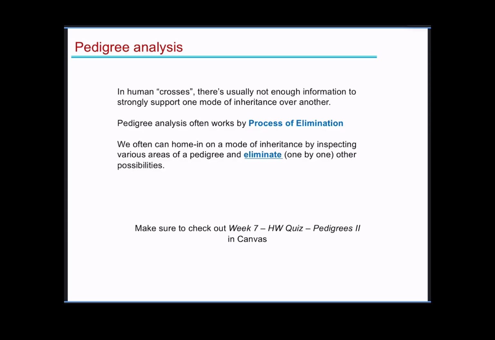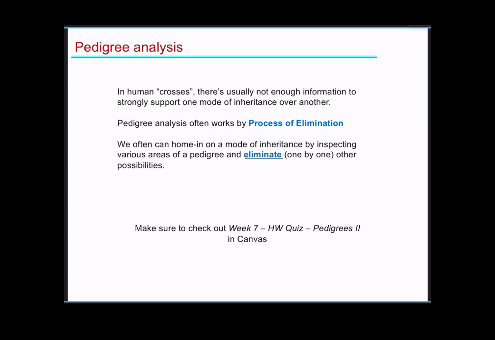The one thing that we can do, though, is in certain circumstances use a process of elimination to say it could be a number of things, but it cannot be this. For instance, you see a father passing it to a son and a daughter, so now you know it's not Y-linked, right? And so forth. You see generation skipping, so now you know it's not dominant. So there are certain things that we can rule out by process of elimination.